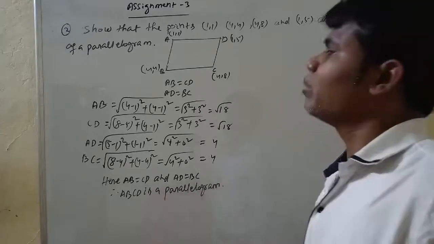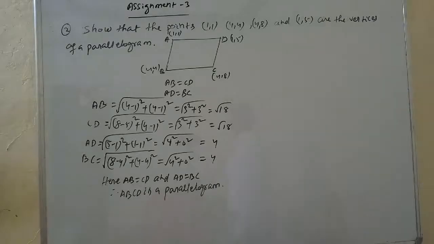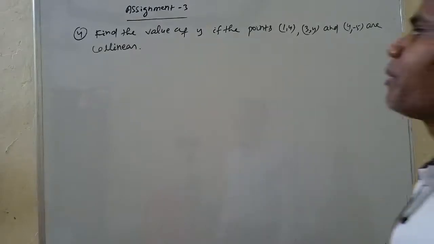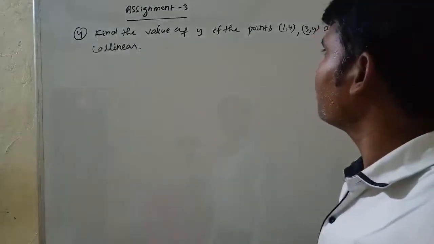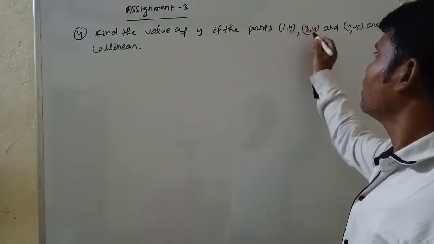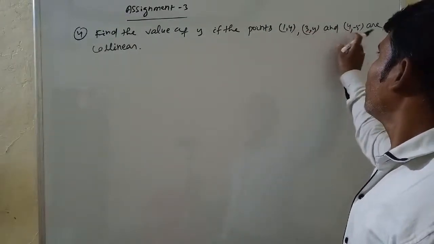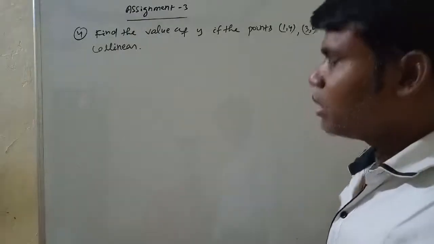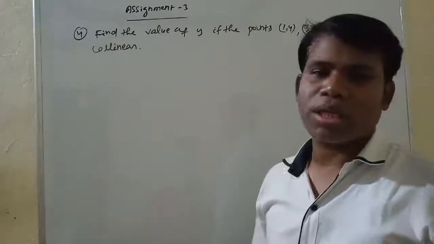Okay, pause the video, note it down. You see the next question. Find the value of y if the points (1, 4), (3, y) and (4, -5) are collinear. Okay, you know the formula.